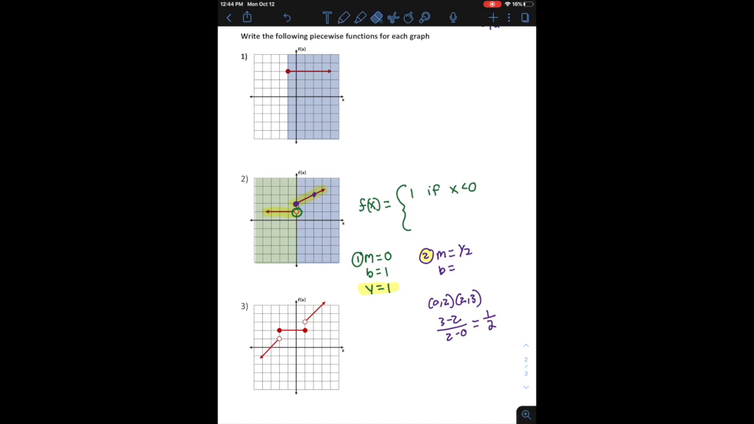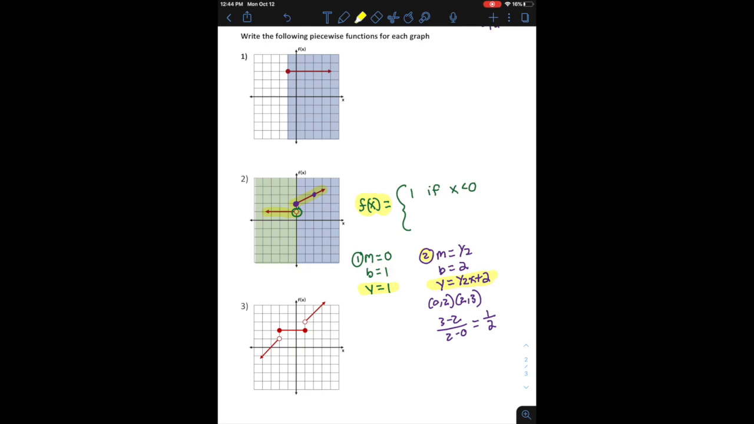If you did rise over run, you could see that you're going to rise 1 and run 2 to get your slope of 1/2 again. What is the b value? Well, we could see with our eyes that it crosses the y-axis, the y-intercept, at 2. So the equation here would be y equals 1/2 x plus 2.